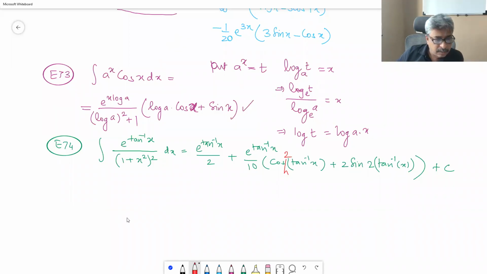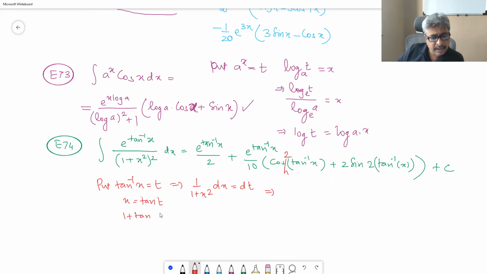Okay, I will just write down the solution quickly. Put tan inverse x is equal to t, guys. 1 upon 1 plus x square dx is equal to dt. That implies, now if tan inverse x is t, then x is equal to tan t. So 1 plus tan square t is equal to sec square t. So 1 plus x square means 1 plus tan square t is equal to sec square t. So dx is equal to sec square t dt. Is that right? बरोबर आहे.